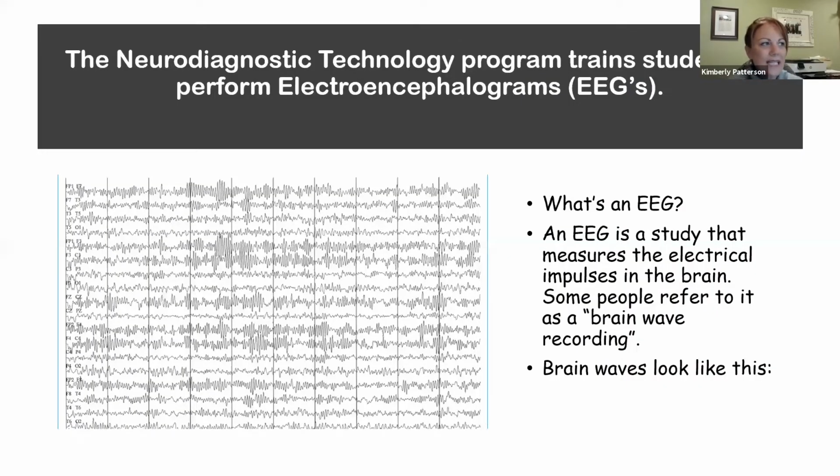So what is an EEG? EEG is an electroencephalogram. An EEG is a study that measures the electrical impulses in the brain. A lot of people refer to it as a brainwave recording. This is a little picture here of some brainwaves that I added for those of you that have never seen them. We learn how to read all of these squiggly lines. It becomes really interesting. At first glance, it seems like we'll never get it, we'll never be able to filter them out, but I promise it happens. It happens for all of us.